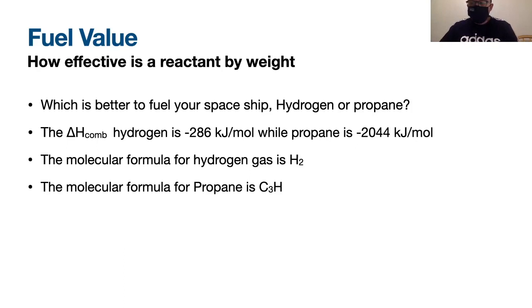And the thing we can then do is take negative 286 kilojoules per mole over 1 mole. Sorry, let me rephrase that. We're going to do some simple math. We're going to take the delta H of combustion and divide it by the weight of our molecule. So the weight of hydrogen is 2 grams per mole. So we just simply divide 286 by 2. And then we do the same with our propane, where we say, okay, that's 2,000.